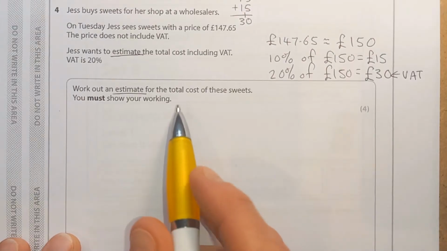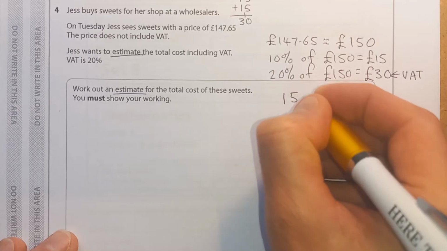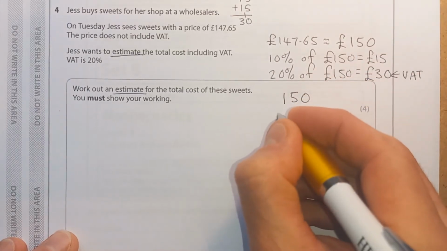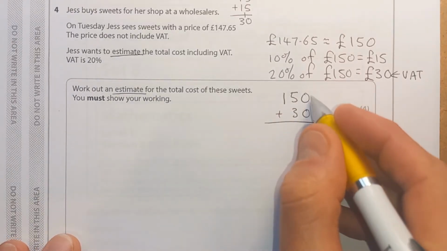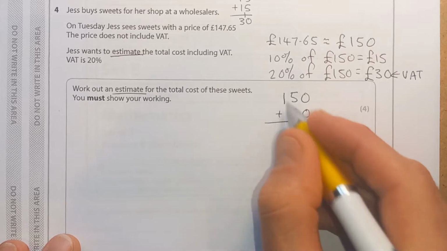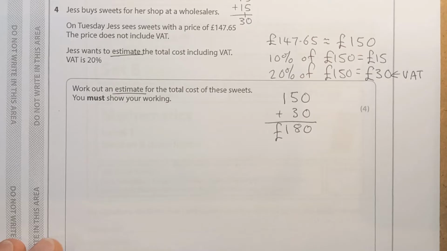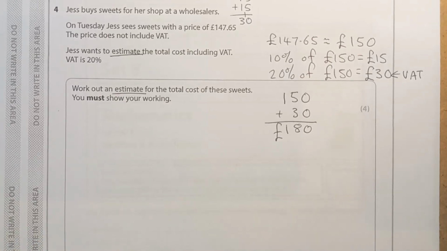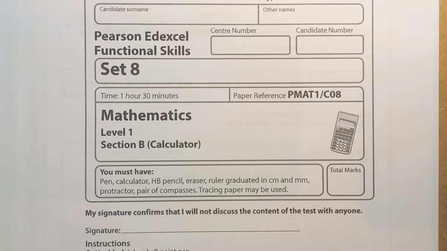Now we want an estimate of the total cost, so that means the £150 that we started with plus the £30 VAT. 0 plus 0 is 0, 5 plus 3 is 8, 1 plus nothing is 1. So that's our estimate. And that's the end of the non-calculator section. So now we're on to the calculator section.